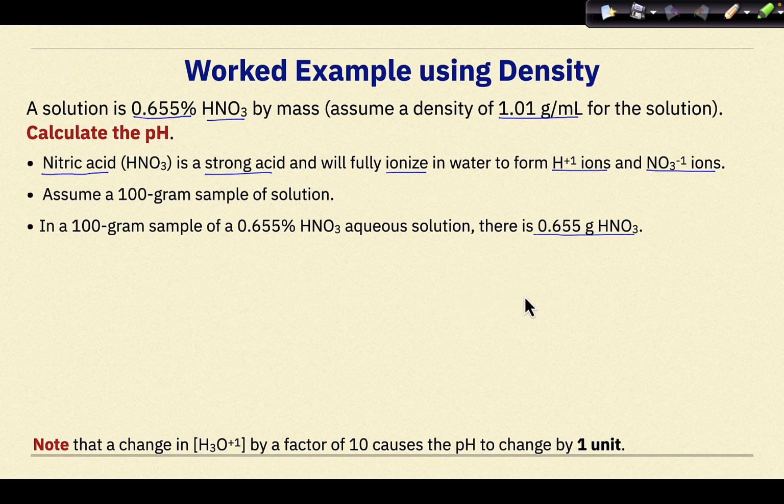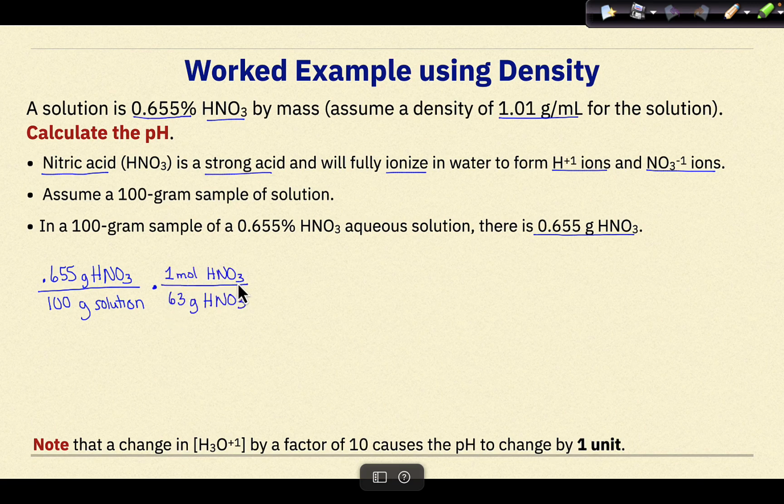So what we need to do here is take this 0.655 grams of nitric acid and find the molarity of the hydrogen ion, but also taking into account that the density is 1.01 grams per milliliter of solution. So we're going to start this problem by writing out our mass of nitric acid over the total mass of solution. Then we're going to follow the AP chemistry mantra and convert this mass of HNO3 into moles of HNO3 because we need molarity. So 1 mole of HNO3 has a gram formula mass of 63 grams.